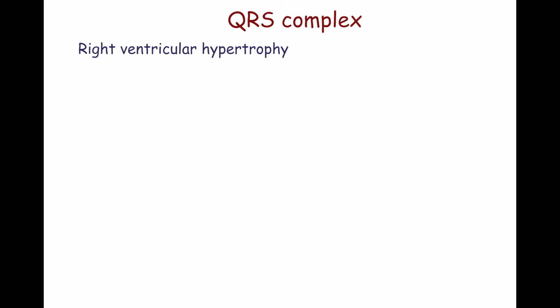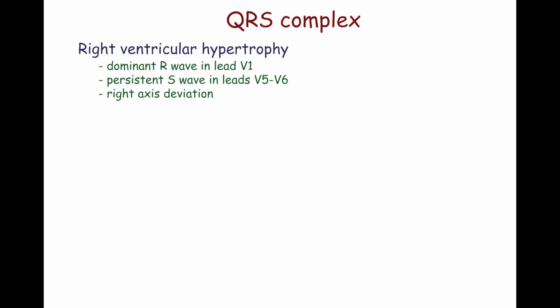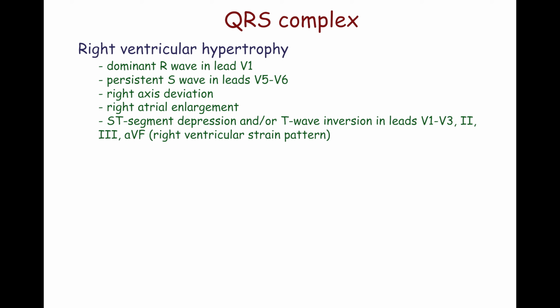ECG can help diagnose right ventricular hypertrophy. Right ventricular hypertrophy results in a dominant R wave in lead V1, i.e., R wave height exceeds S wave depth, a dominant, persistent S wave in leads V5, V6, i.e., S wave depth exceeds R wave height, and right axis deviation. Signs of right atrial enlargement, right ventricular strain, ST segment depression and or T-wave inversion in leads V1, V2, V3, II, III, aVF, support right ventricular hypertrophy.